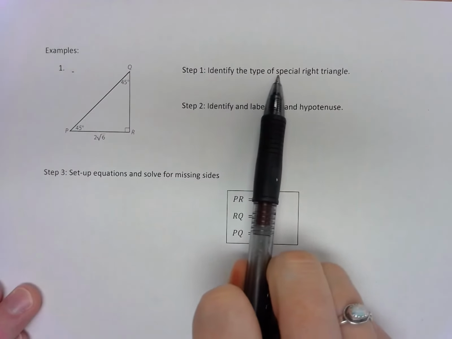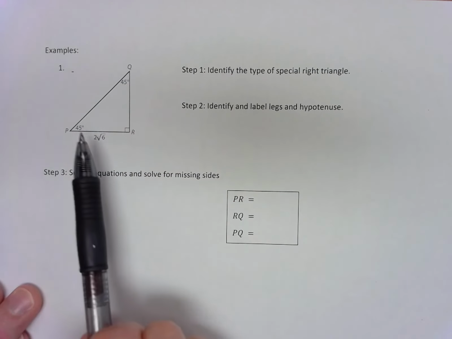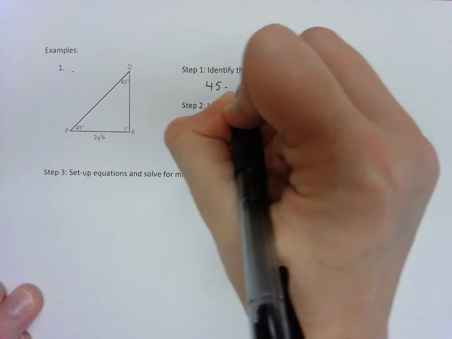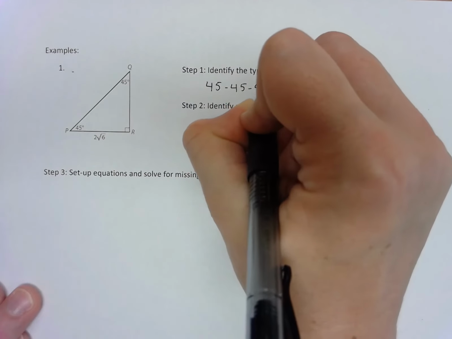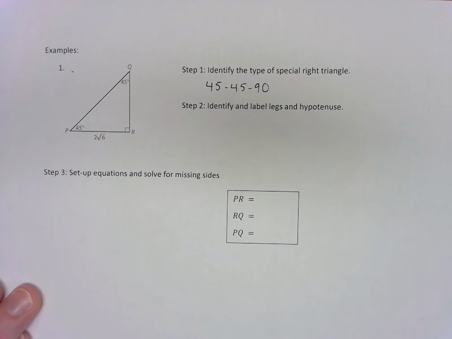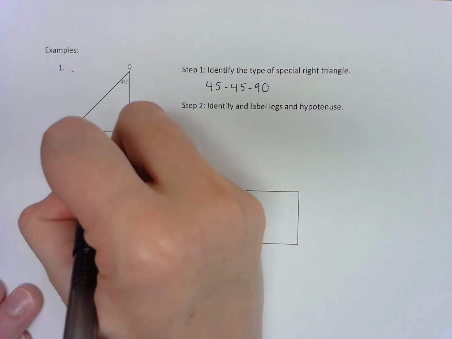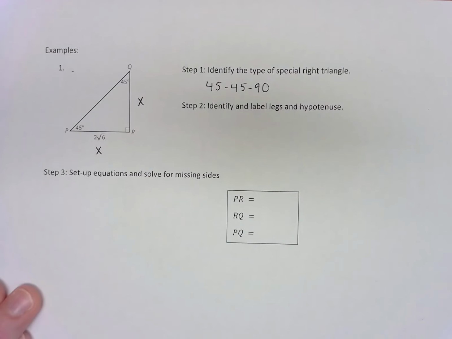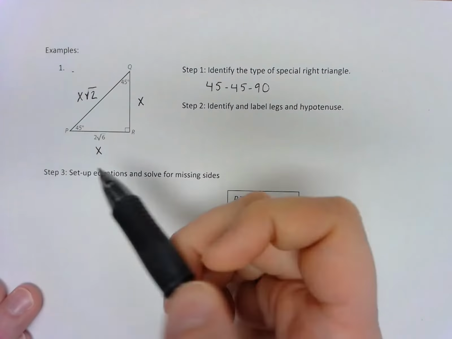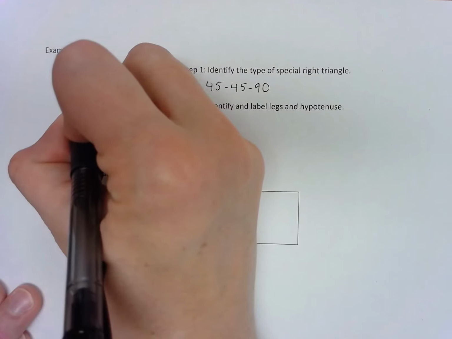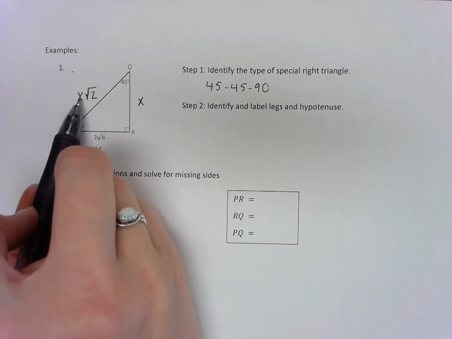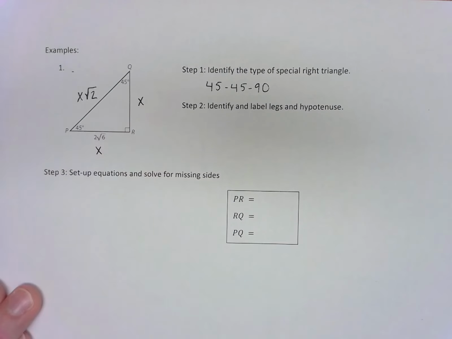Here we need to identify the type of special right triangle. Looking at our triangle, we see that it's a 45-45-90. We will now identify and label the legs and the hypotenuse. Starting with our legs, they will each be represented by x, and our hypotenuse is going to be represented by x, the square root of 2. A way to help you remember this is because both legs are equivalent and you have 2 legs, we have x times the square root of 2 as our hypotenuse.